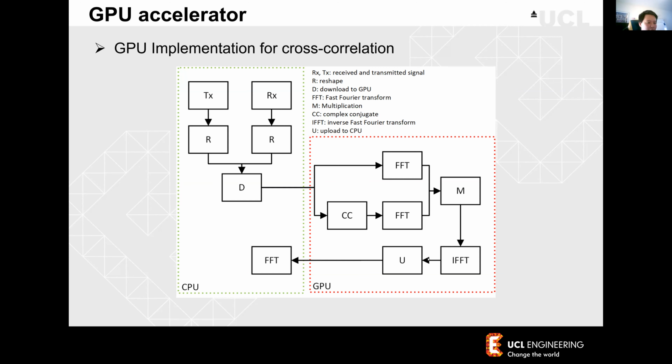Then it will upload the data back to the CPU. Then the CPU will do a final FFT across each of the blocks to finish the cross correlation task. By doing this, because all of this part is processed in the GPU, this part is much faster than processing on the CPU. So this gives the advantage of making the whole speed faster.